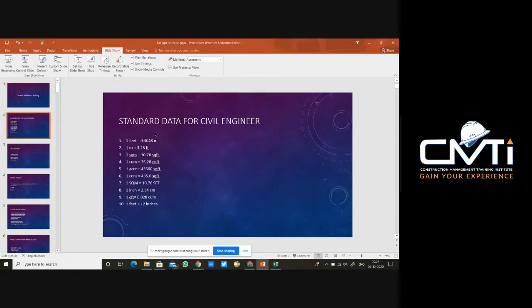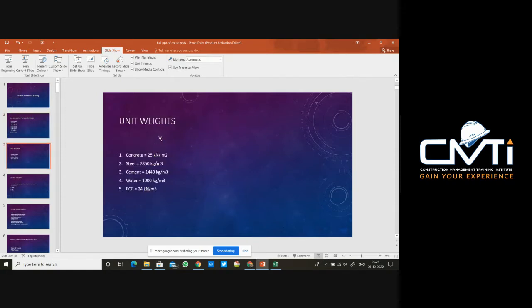So this is my first slide. So here I have shown the standard data which is required for every civil engineer. So these are the data always required for every civil engineer. So first of all, I have shown these data. These are the standard data. Then these are the unit weights, some of the unit weights.